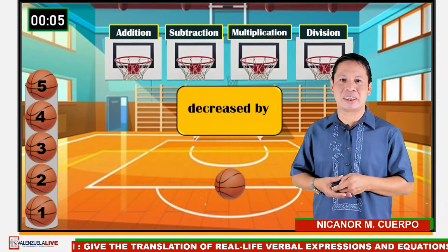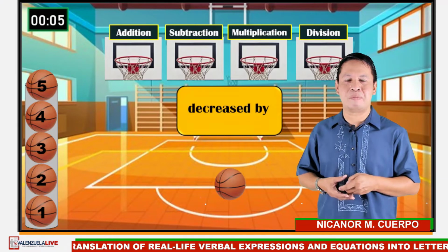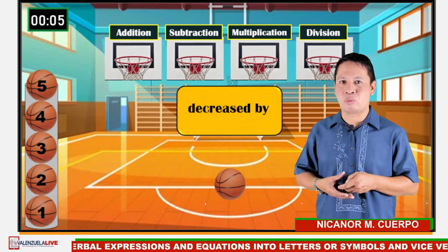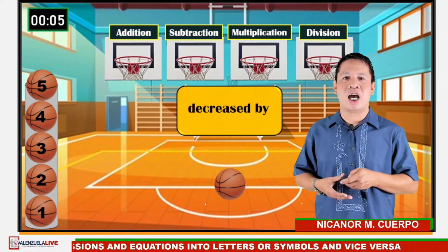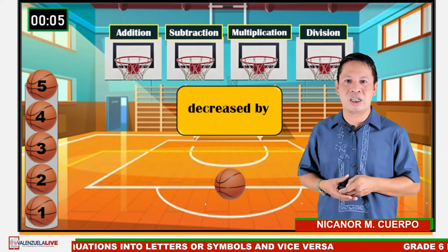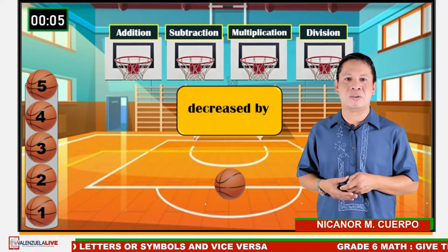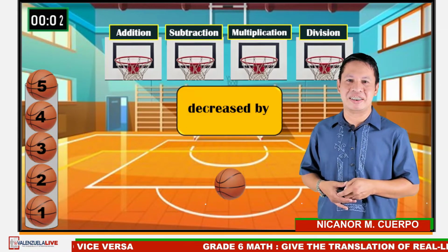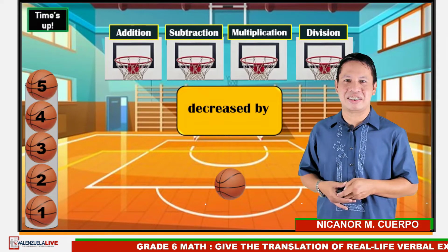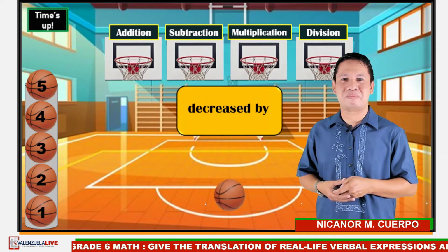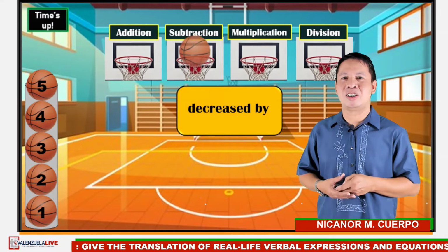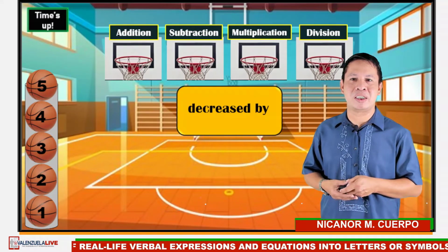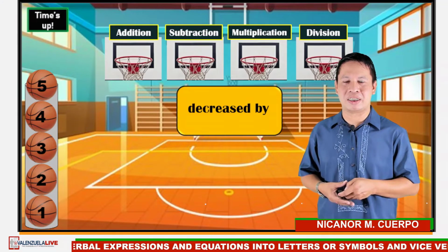I will show a phrase, and you're going to determine if that phrase indicates the operations like addition, subtraction, multiplication, or division. I will be giving you 5 seconds to shoot the ball into the correct ring. So are you ready? So, decrease by. Okay, so the operation involved is subtraction. I'm going to give you 5 seconds to type in your answer in our comment box.